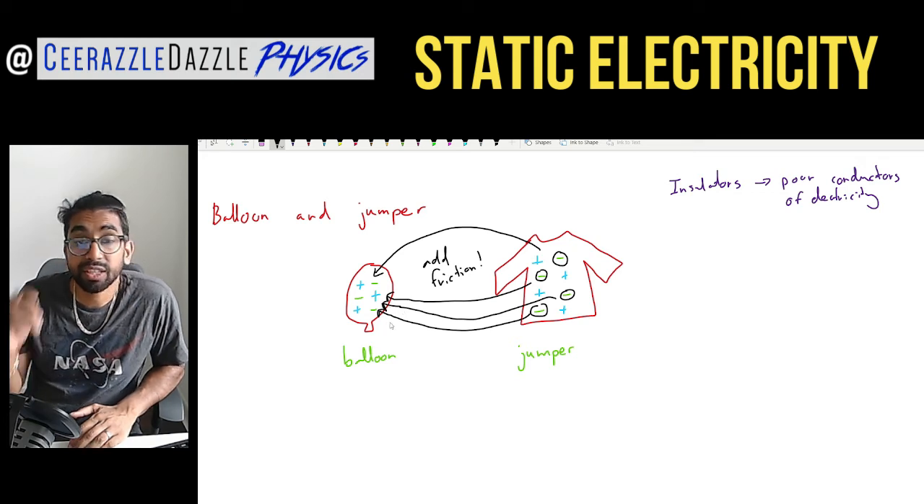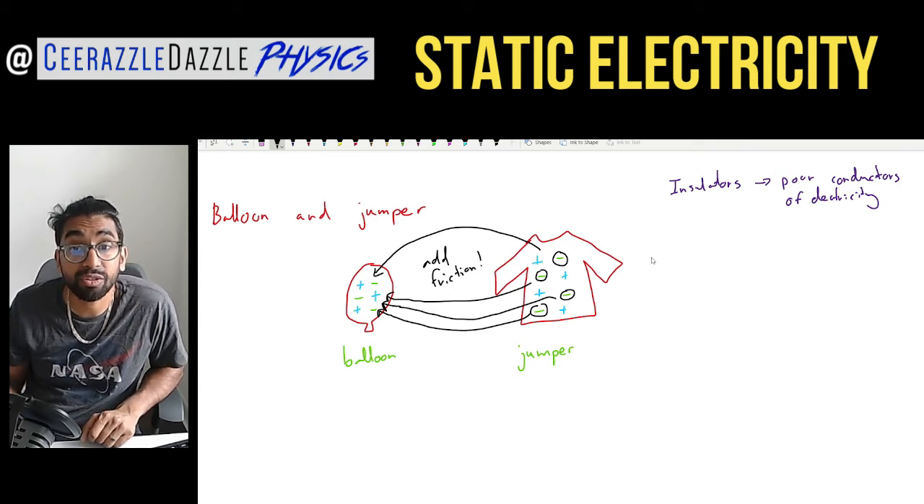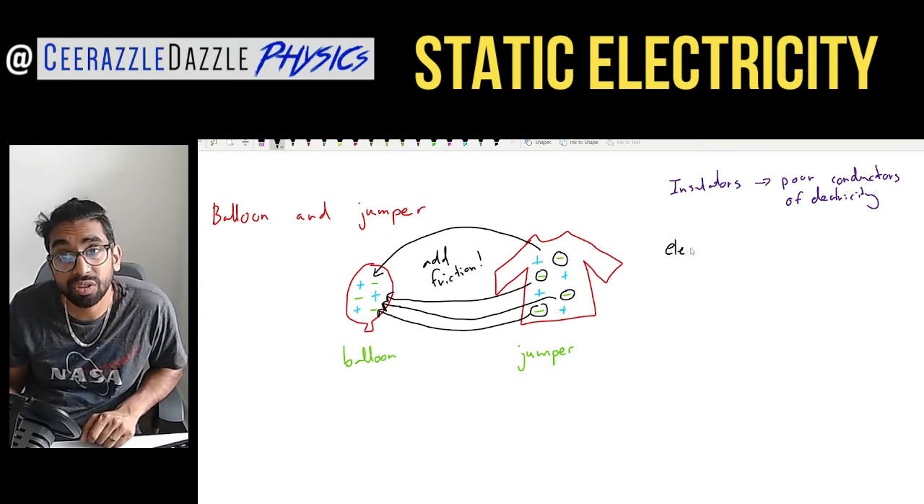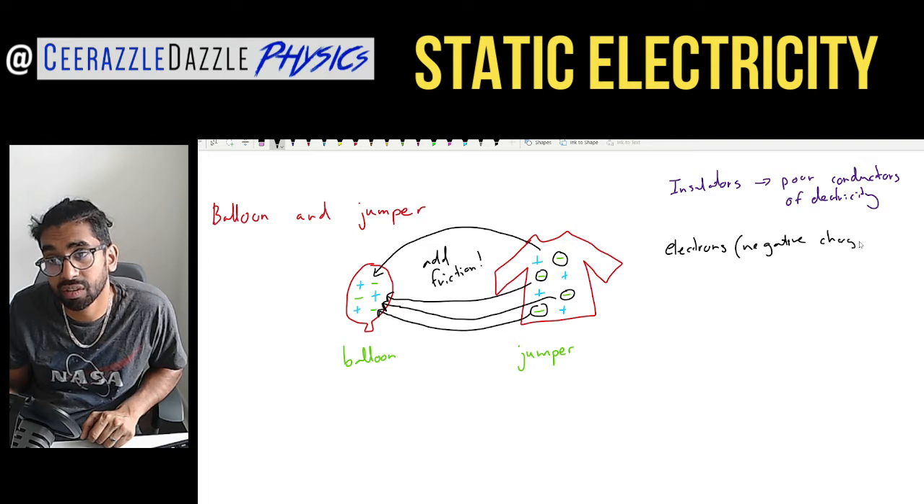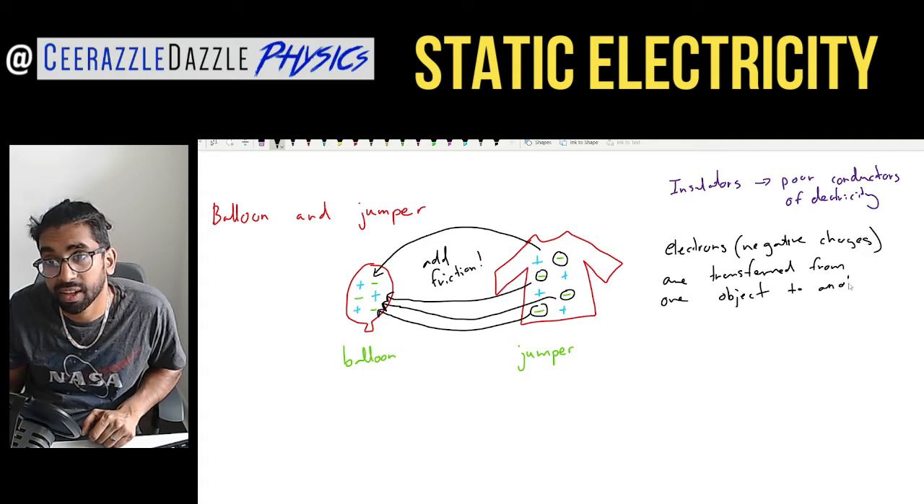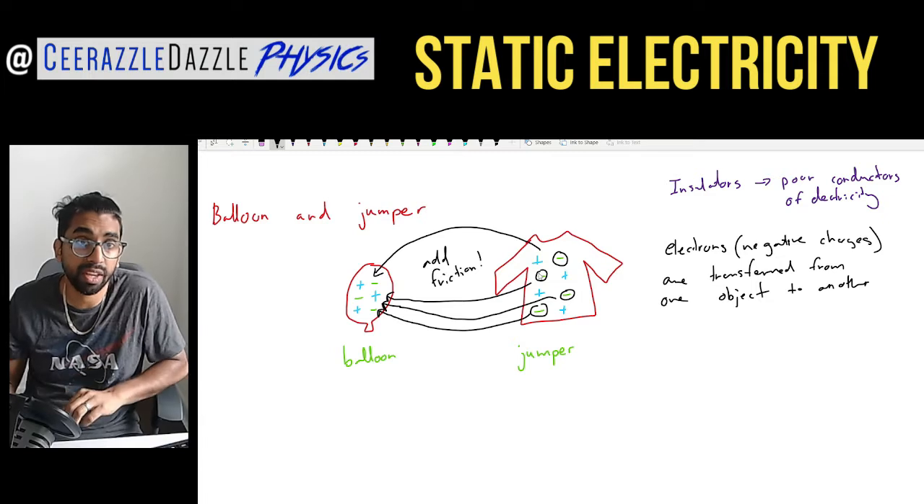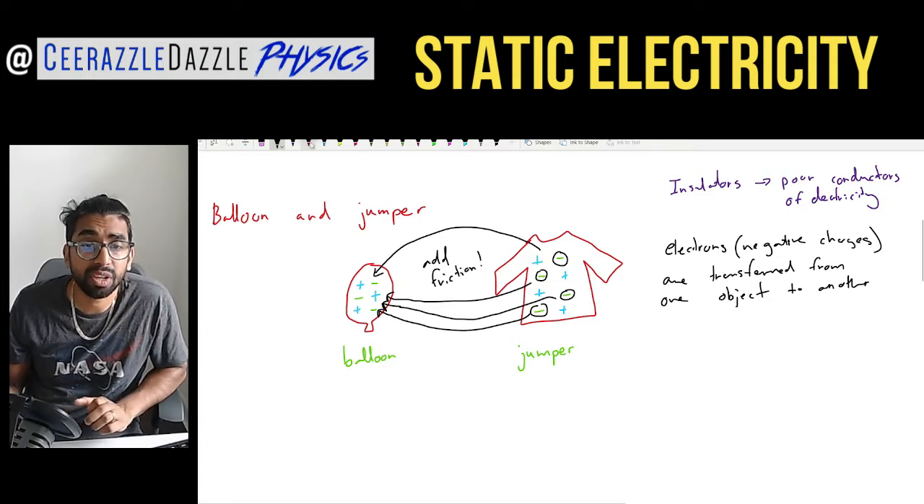Right, these small negative charges which are being moved off are going to be electrons. So electrons, guys, which are the negative charges, are transferred from one object to another. Excellent stuff. So look, the electrons are then transferred from one to the other here. So what does it look like afterwards, guys? Let's draw it.